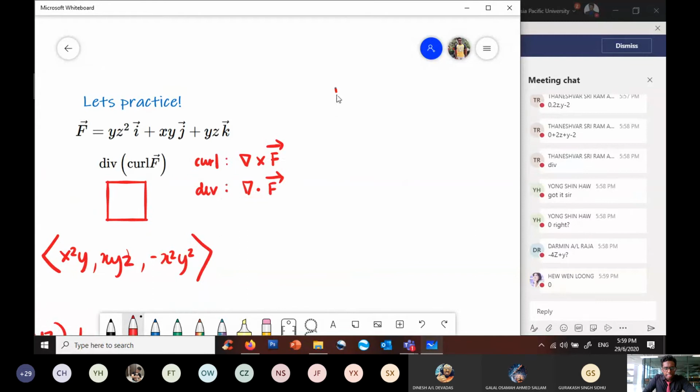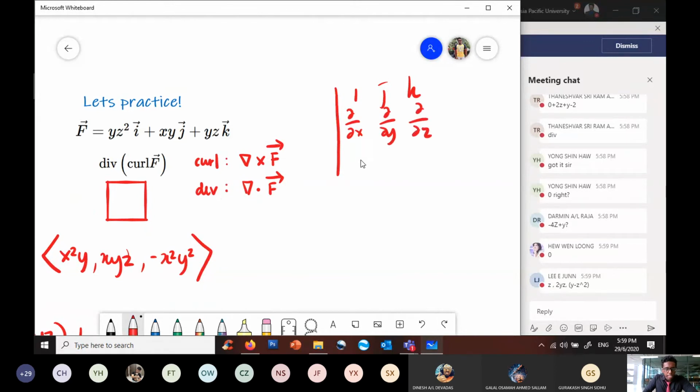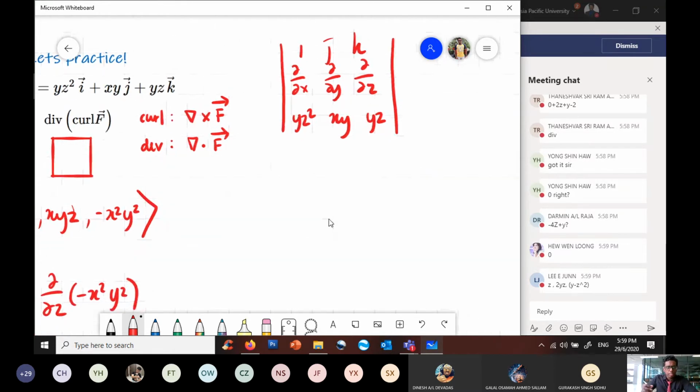Anyway, so the curl is, you have i, j, k, dou over dou x, dou over dou y, dou over dou z. The f, I have yz square, xy, and yz. So the determinant of this is the curl.